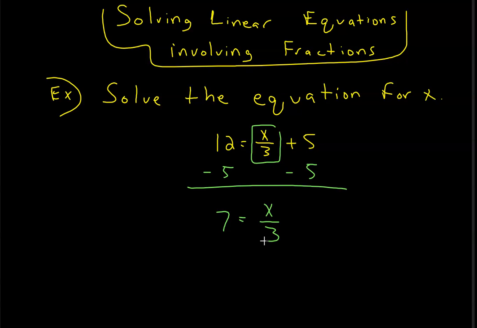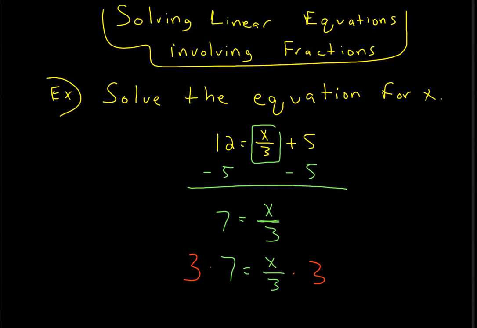Alright, so since that says 7 equals x over 3, the best way to get the 3 from being in the denominator is to multiply the whole equation by the 3. So I'm going to take this equation, I'm going to multiply both sides by the number 3. By doing that, it allows me to get rid of my fraction.